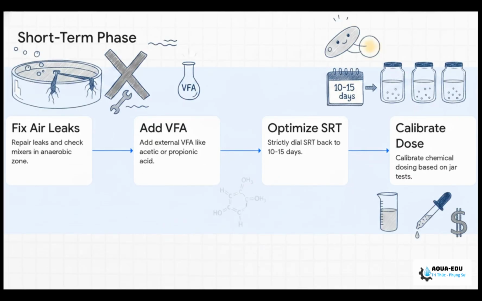Once the immediate panic is over, days 1 through 7 are all about stabilization. Go inspect those basins and patch up any air leaks destroying your anaerobic zone. If your influent is starved of carbon, start supplementing with external VFAs, like acetic or propionic acid. You'll want to dial your SRT tightly back into that 10 to 15 day sweet spot so the PAOs can recover and flourish. And don't forget to run daily jar tests to perfectly calibrate your chemical dosing. No need to burn money on wasted coagulants.